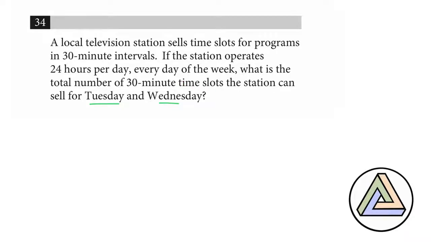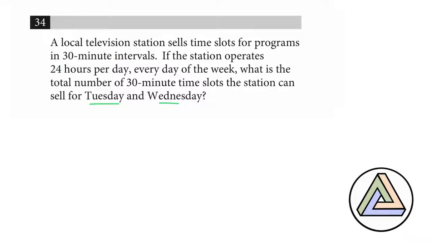in 2 days? Well, the station operates 24 hours a day, and the station sells time slots for programs in 30-minute intervals. Well, I'll tell you, that is a lot of intervals. Let's find out how much would be in 1 day. How many 30-minute intervals are in 1 day? Well, the bottom line is 30 minutes, as everybody knows, is a half hour, right? And there's 24 hours in a day. So clearly, how many half-hour time slots are there in 24 hours?